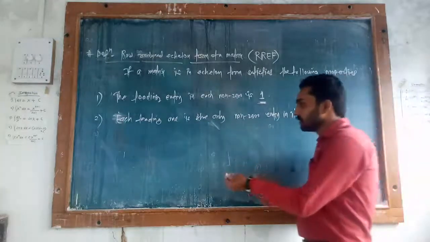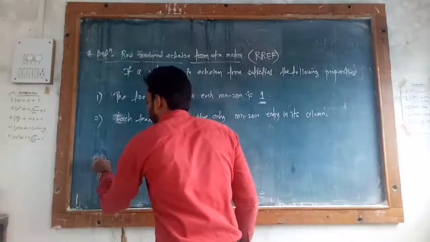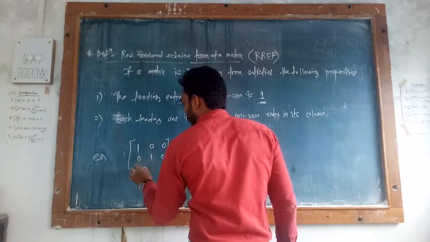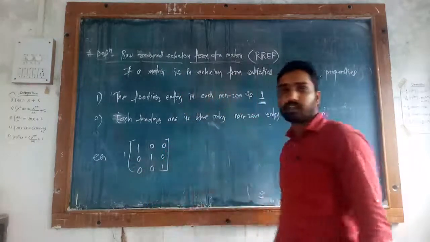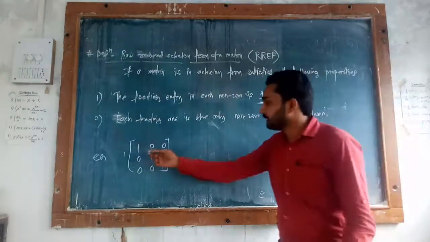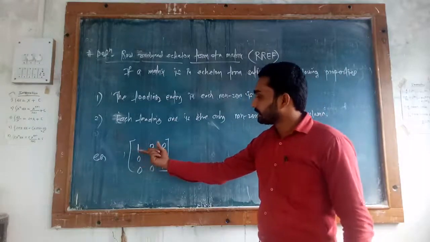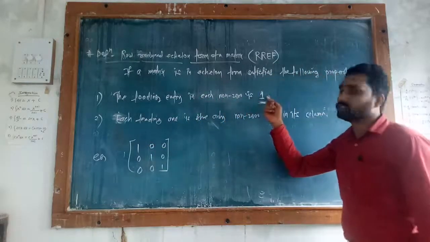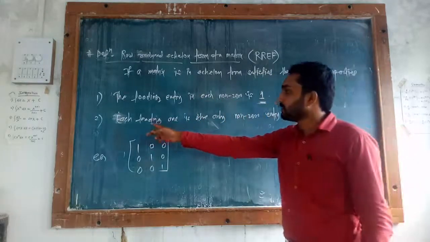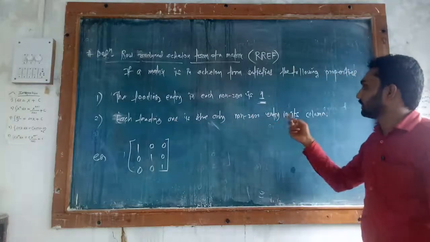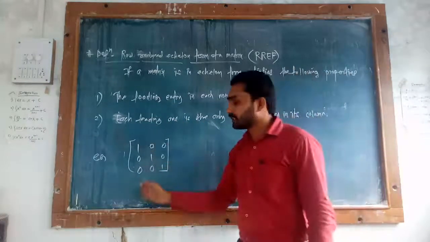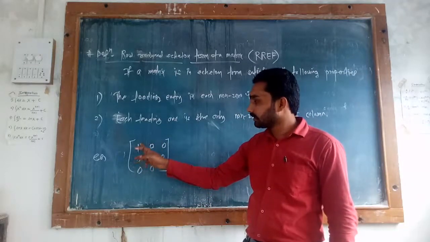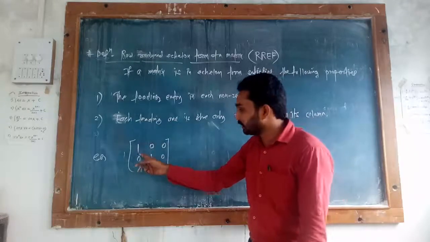Suppose you want to take an example: 1 0 0, 0 1 0 and 0 0 1. This is an echelon form of a matrix. In the first row, the leading entry is 1, so each leading entry in each non-zero row becomes 1. The second property is that each leading one is the only non-zero entry in its column. In your first column, the leading entry is 1, and in your second column, the leading entry is 1. There is no other non-zero entry in those columns.